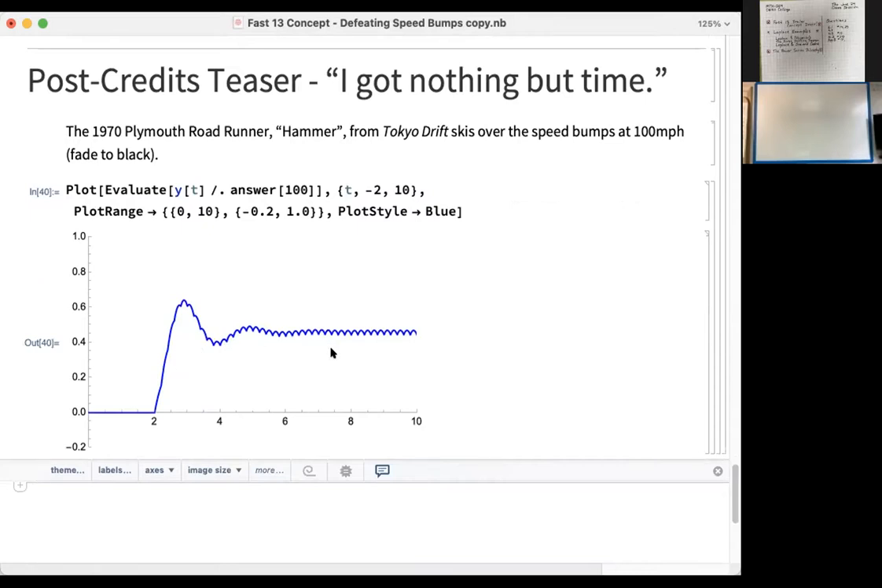This is the result of my model going over speed bumps that are 29 and a third feet apart at 100 miles an hour. Is this realistic? It says that what happens at 100 miles an hour is I hit the first speed bump and I jump up to 6/10 of a foot, which is 7 inches, presumably off the ground.